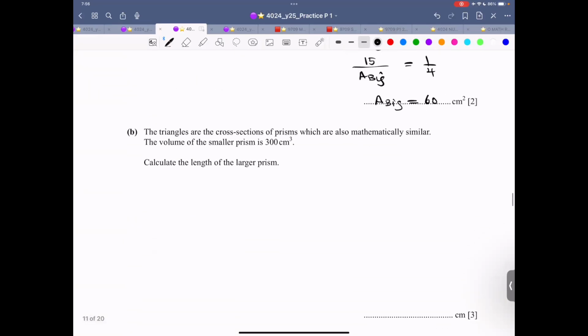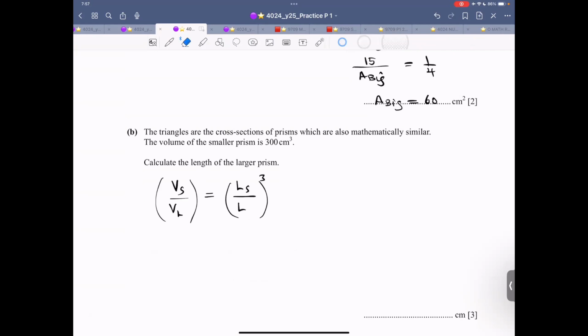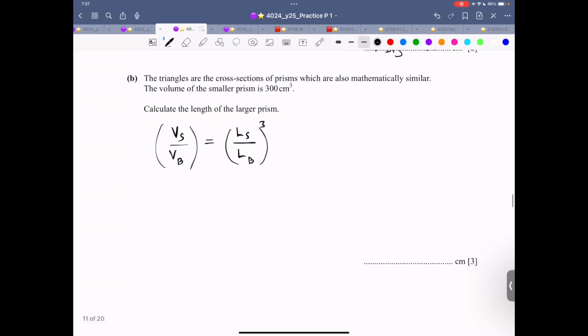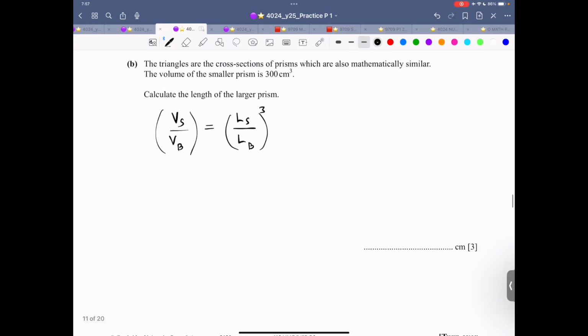The triangles are the cross sections of prism, which are also mathematically similar. Volume of small, volume of large, that is length of small, length of large, the whole thing cube. Whether you call it large or you call it big doesn't make a difference. So let me write B over here. The volume of the smaller prism is 300. Calculate the length of the larger prism.